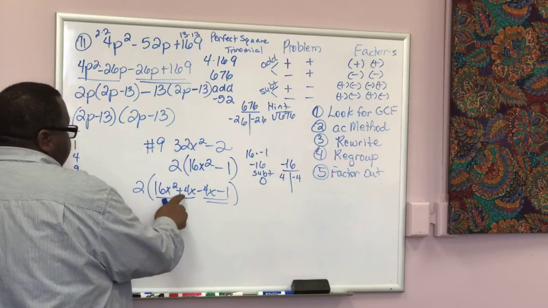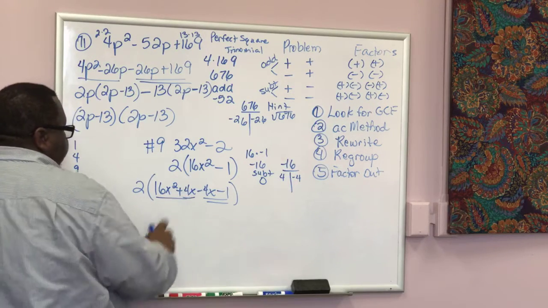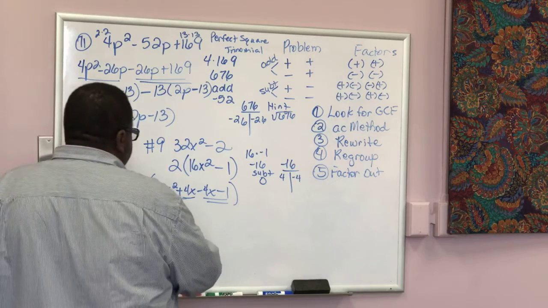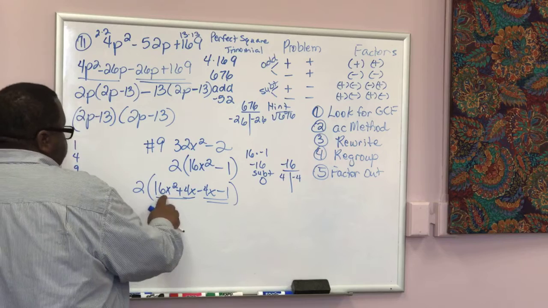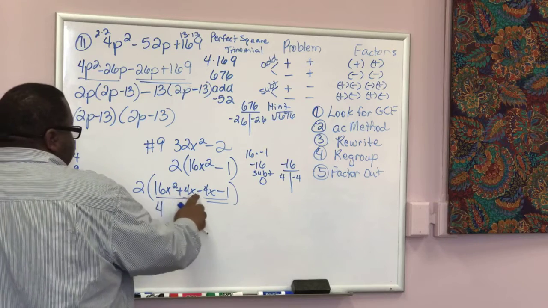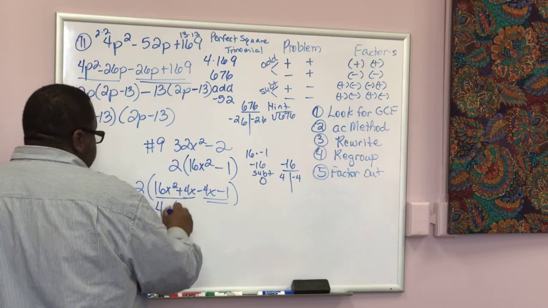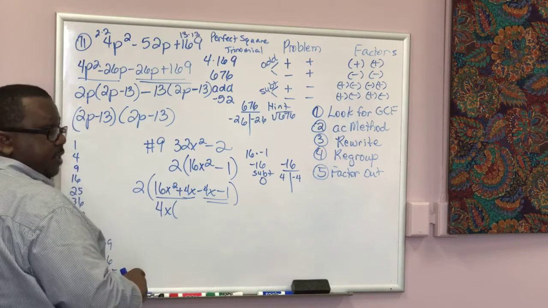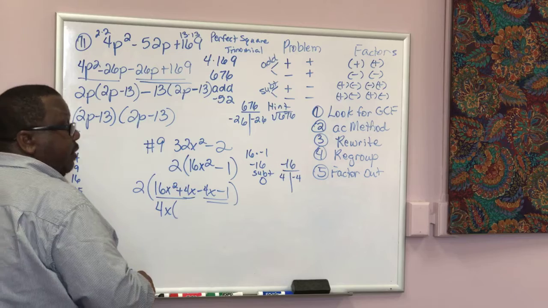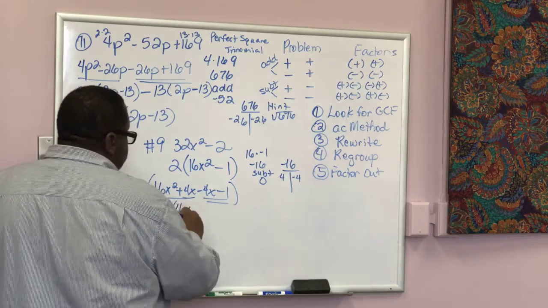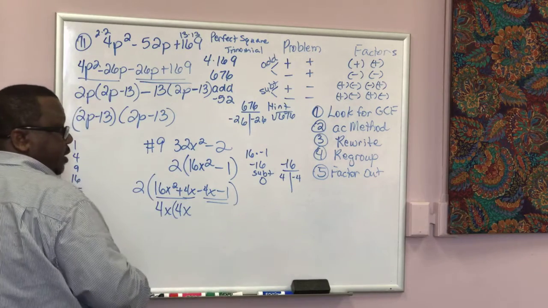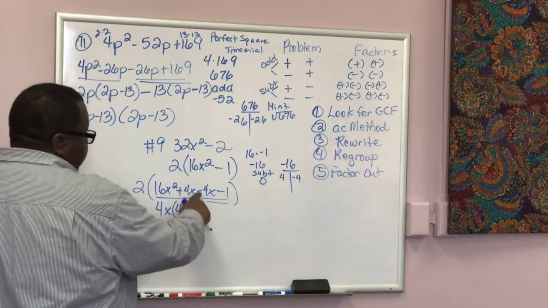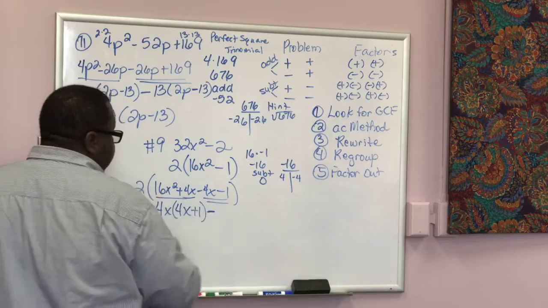Now, 16x squared and 4x. What do the 16 and 4 have in common? 4. Right? Are they sharing the same variable in this set? Yes, they are. So we take out that x. And now we're going to divide. What's 16x squared divided by 4x? We're going to be left with 4x. And what's 4x divided by 4x? 1. All right. Bring down that minus sign.